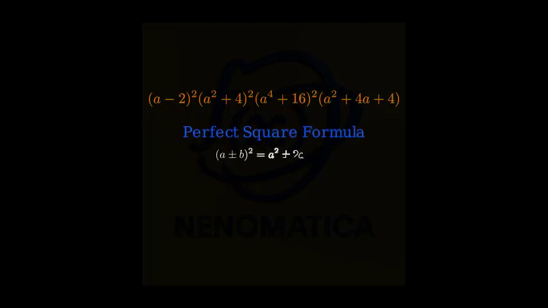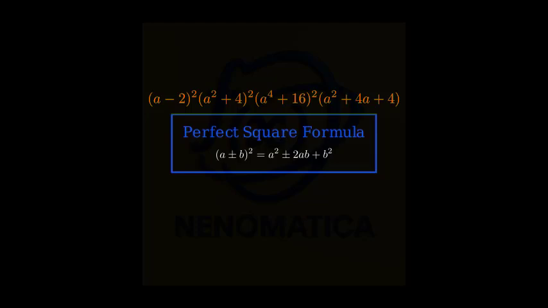First, we notice that a squared plus 4a plus 4 can be rewritten as a plus 2 squared. Also, we can use the fact that a minus 2 squared is equal to a squared minus 4a plus 4. So, our expression can be rewritten as a squared minus 4a plus 4 times a squared plus 4a plus 4 times a squared plus 4 squared times a to the fourth plus 16 squared. Now, we can factor the first two terms differently.